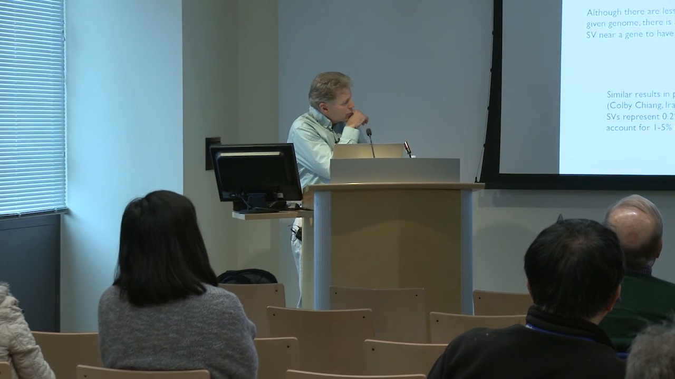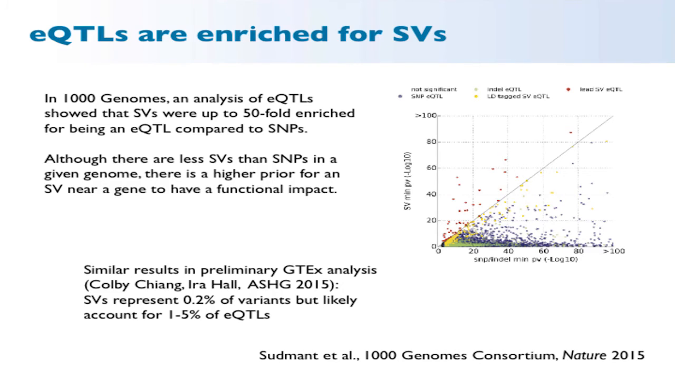So also in the most recent 1,000 Genomes study, we took a look at structural variation and eQTLs. And what the plot on the right is showing here is that these are all the eQTLs, and then we're partitioning them by whether or not the lead eQTL is a SNP or a structural variation. So the red dots, which are mostly above the line, those are places where the lead association for the eQTL is a structural variant. And the blue ones below the line, this is where the lead eQTL is a SNP. And the yellow ones are ones where there's a SNP and a structural variation that are in very tight LD, and it's very hard to tell which one is really driving the association.